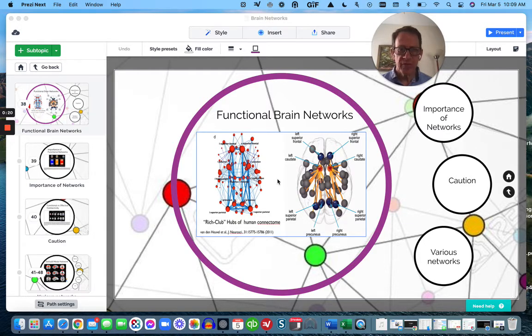Today we're going to talk about functional brain networks, just so we're aware of these systems, because our knowledge of neural connections and systems in the brain is important when we're setting up treatment programs.